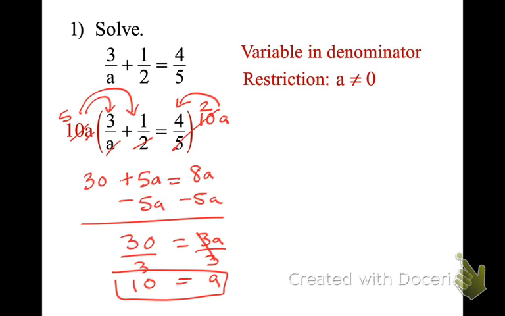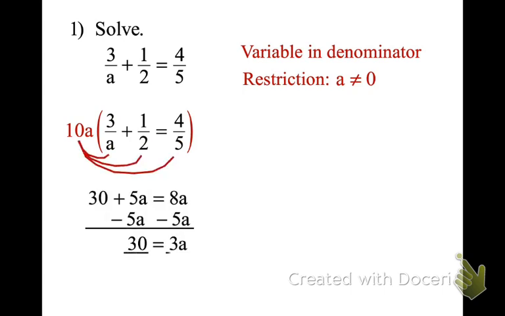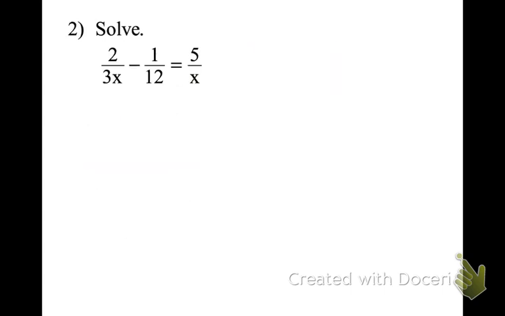How is that 30? Because 10 times 3 is 30. Oh, I see. So it's just going back to chapter 3 when we were clearing fractions. Okay, try the next one on your own.